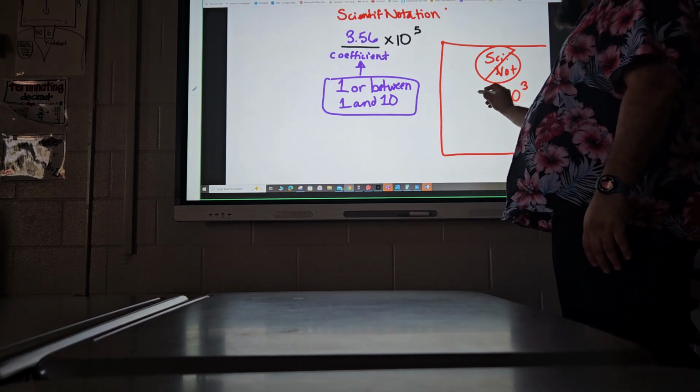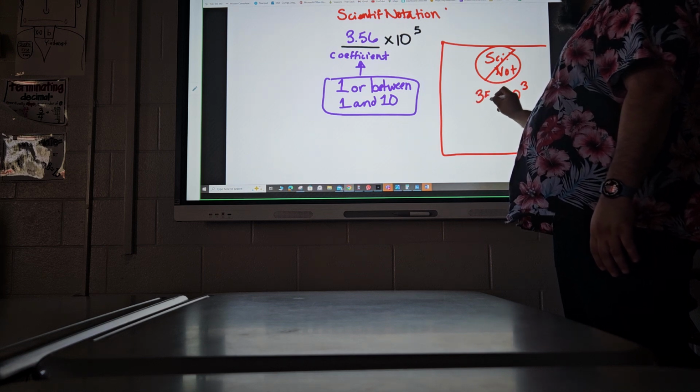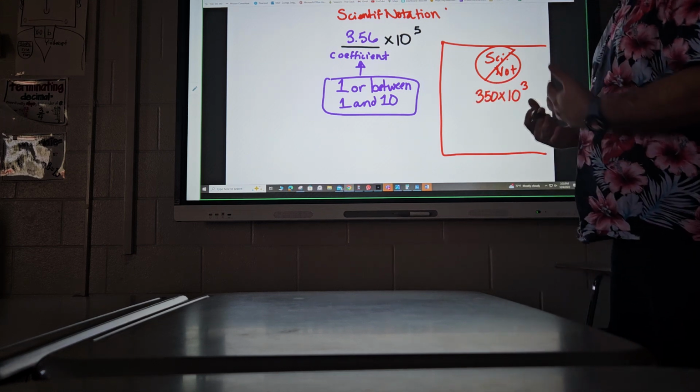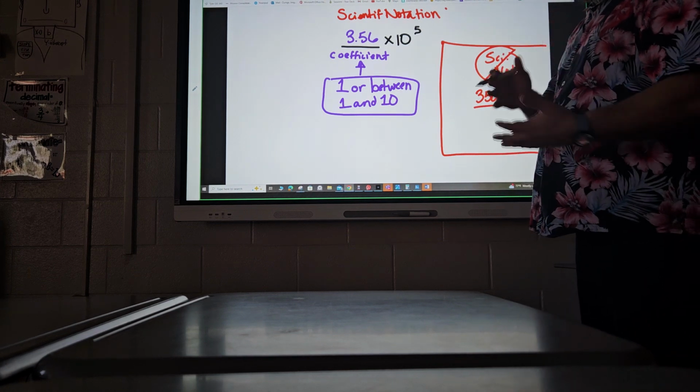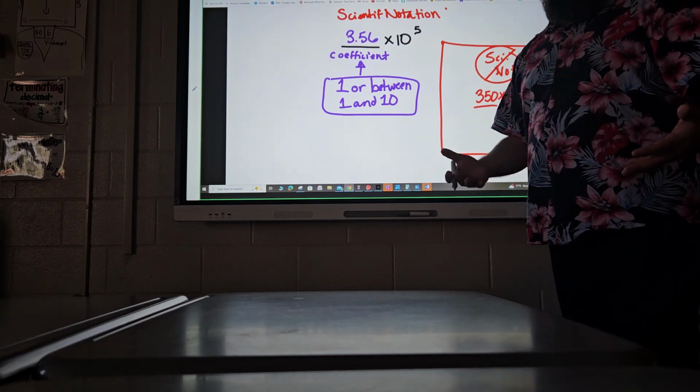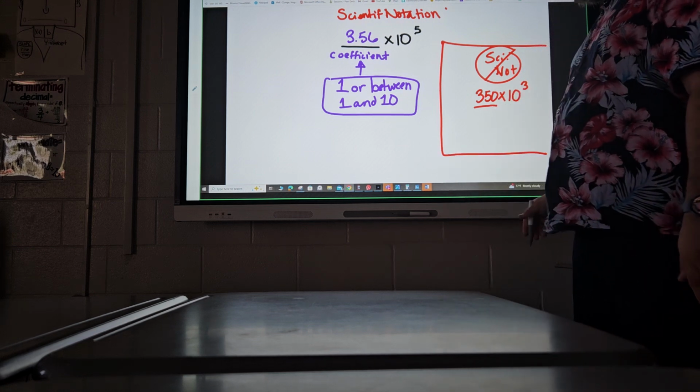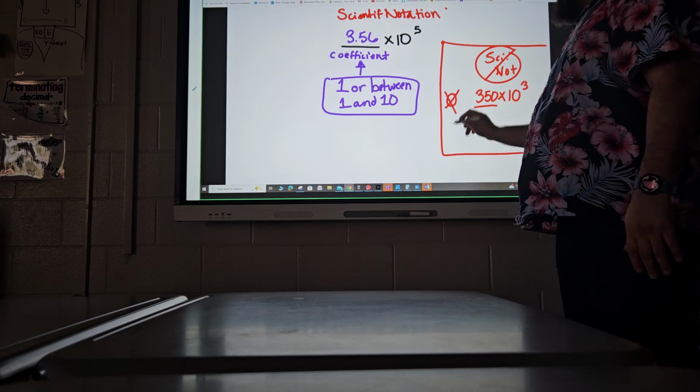But then look at the coefficient. The reason this is not scientific notation is because the coefficient is bigger than 10. It's 350. So you can't use that.